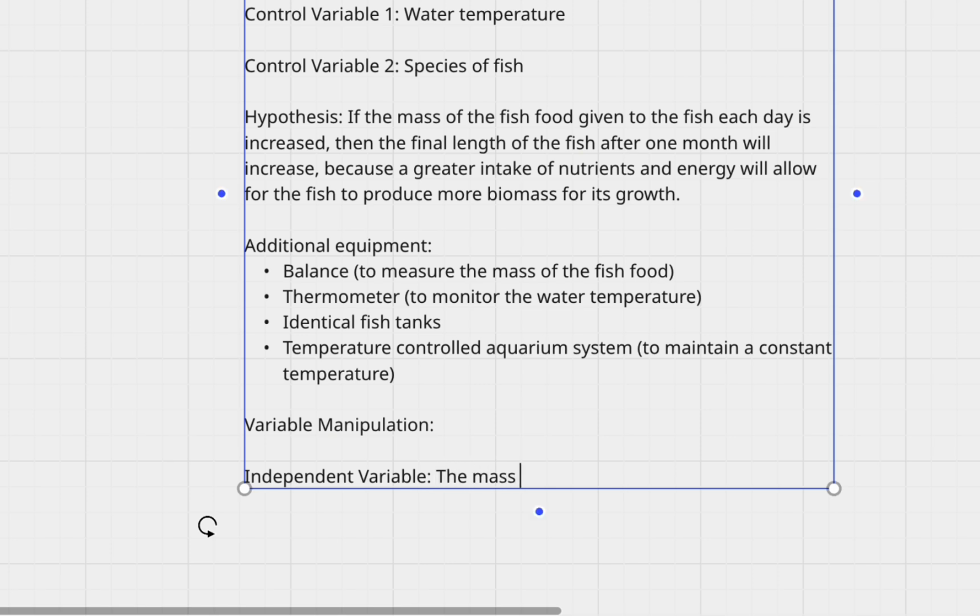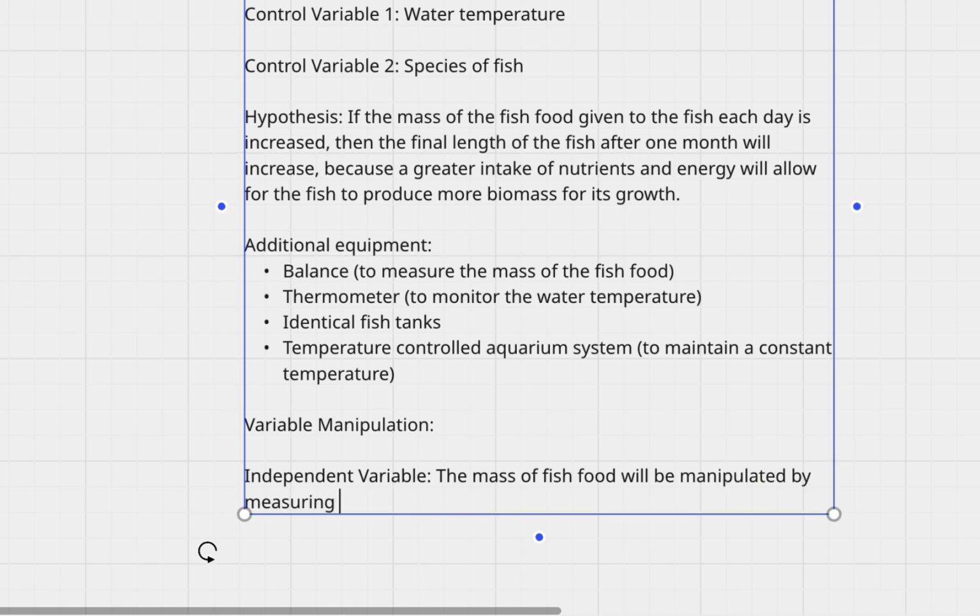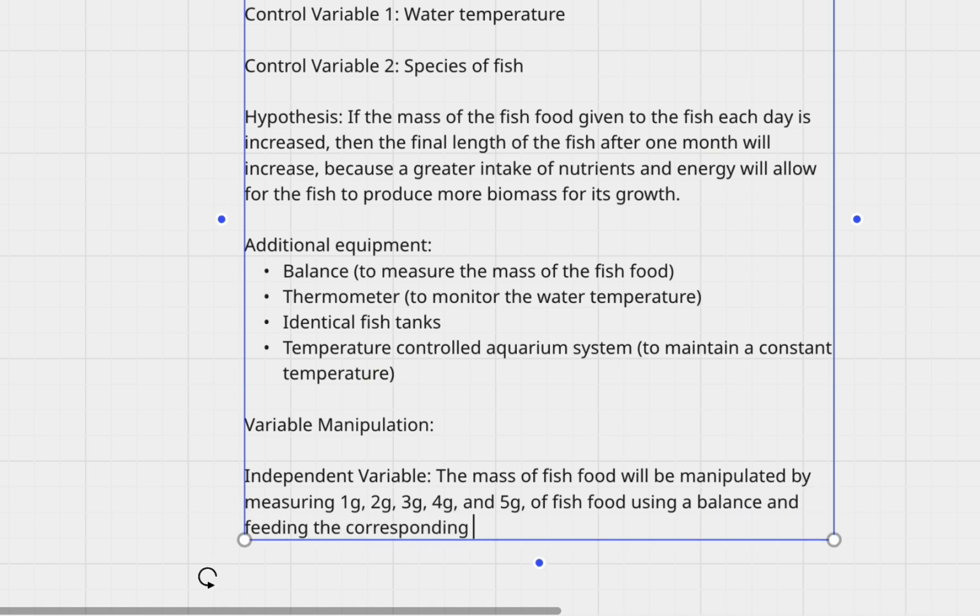The mass of fish food will be manipulated by measuring 1 gram, 2 grams, 3 grams, 4 grams and 5 grams of fish food using a balance and feeding the corresponding amount to the fish each day. So that is going to be our independent variable, and how we're going to manipulate the independent variable.